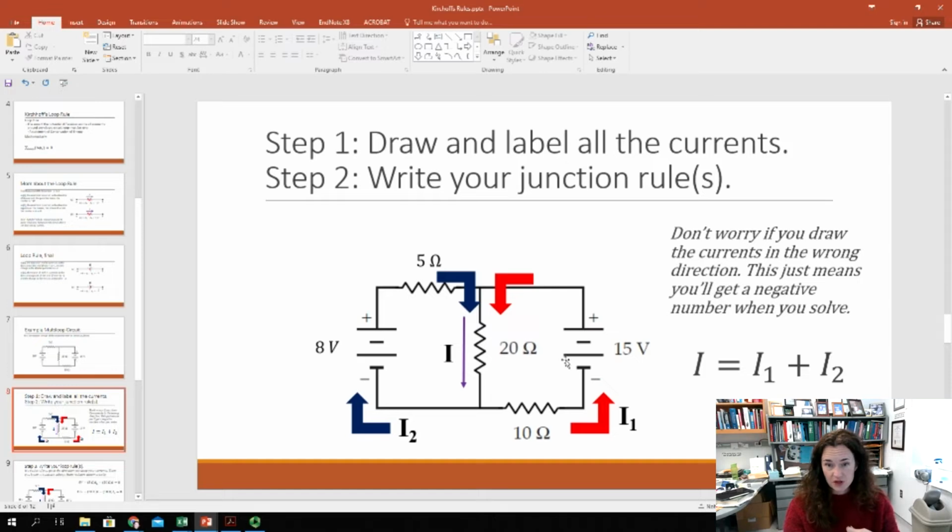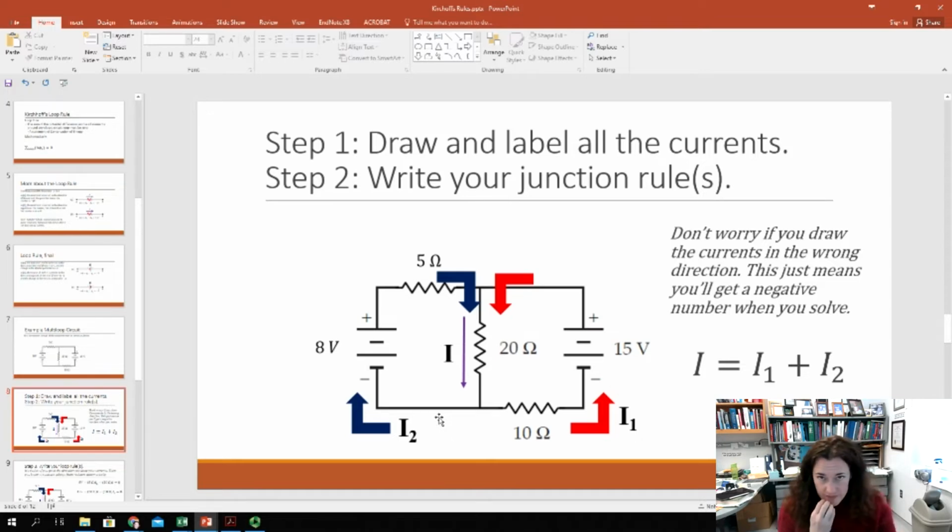Okay, labeled. So you can think of I1 as going counterclockwise, right? And then I2 I think of as going clockwise. So that's how I've labeled it. Once you've drawn and labeled all of your currents, then you write your junction rule.